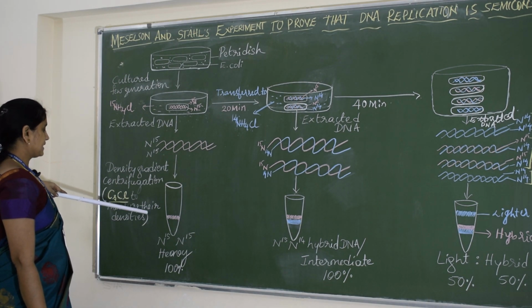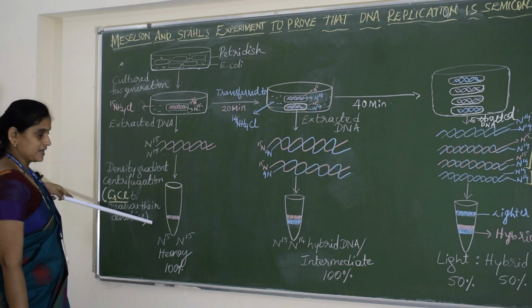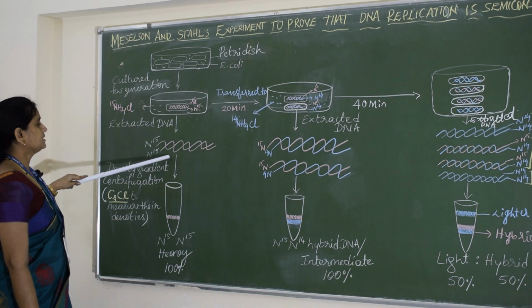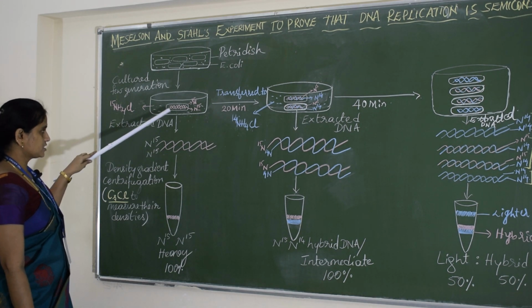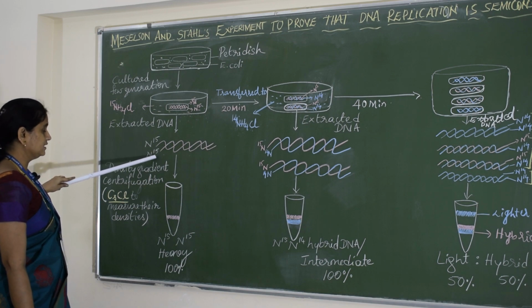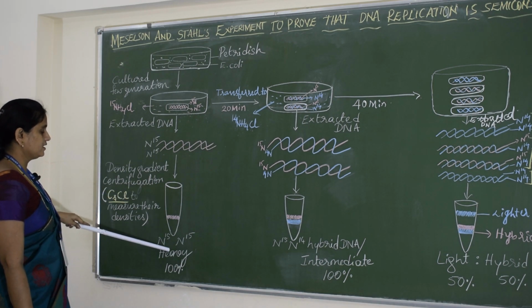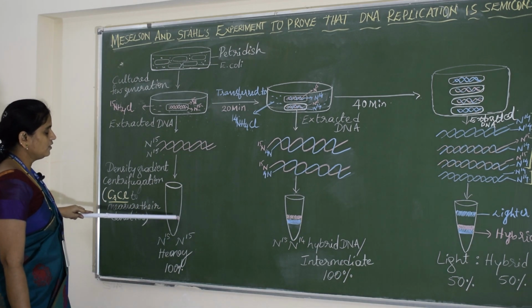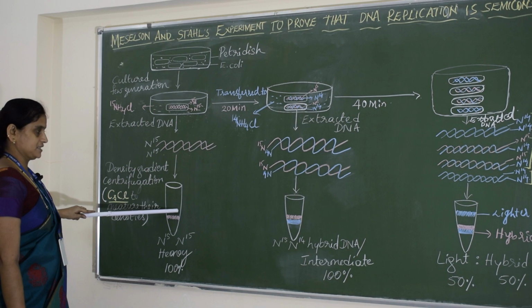By using the density gradient centrifugation technique in the centrifugation tube, this group of bacterial DNA containing the heavy isotope of nitrogen, being heavier in density, settled almost at the bottom of the test tube.